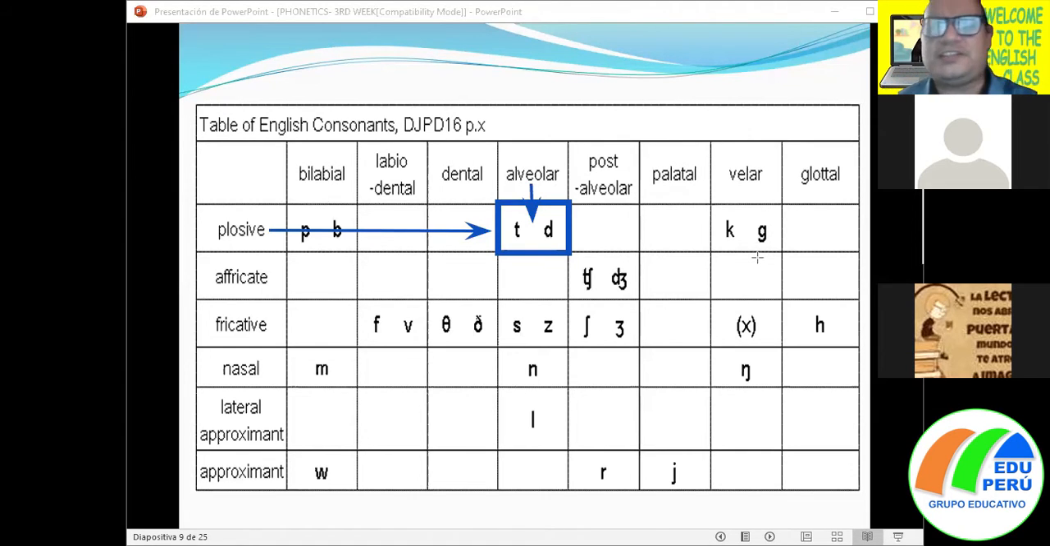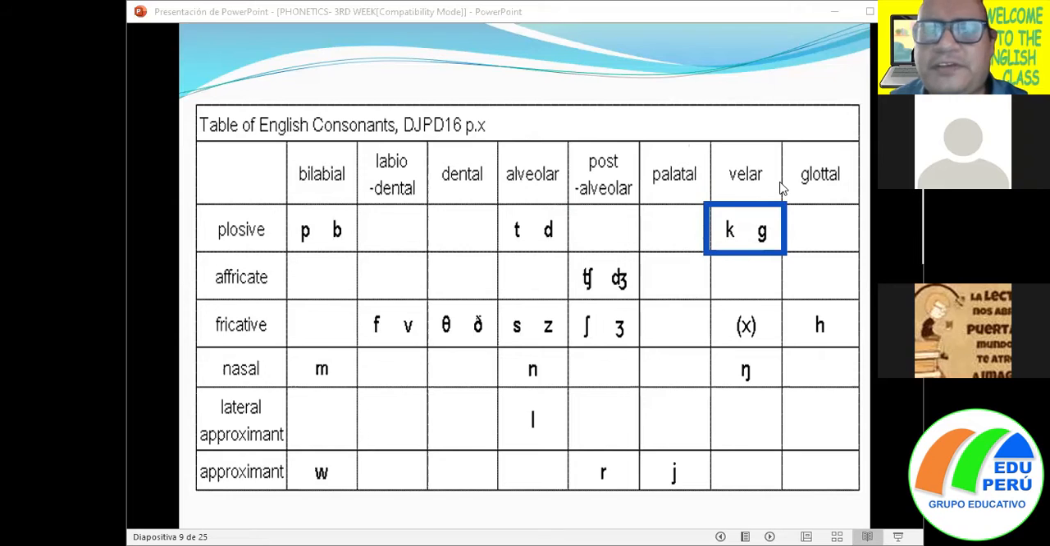All right, let's continue with the other plosive sounds. We are in the plosive sounds. We are analyzing the consonants in a horizontal way, according to the manner of articulation. We have seen pa and ba, then ta and da, and now we are going to talk about the velar sounds. Oh, sorry. What happened? Yeah, here it is. All right.